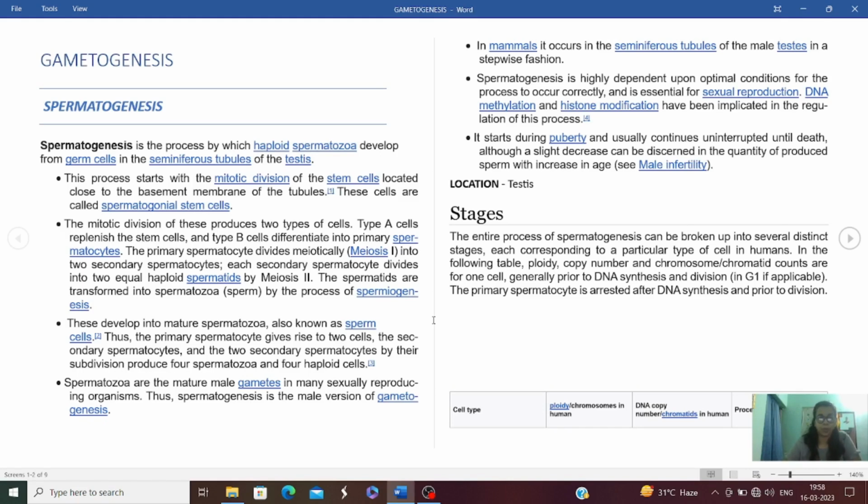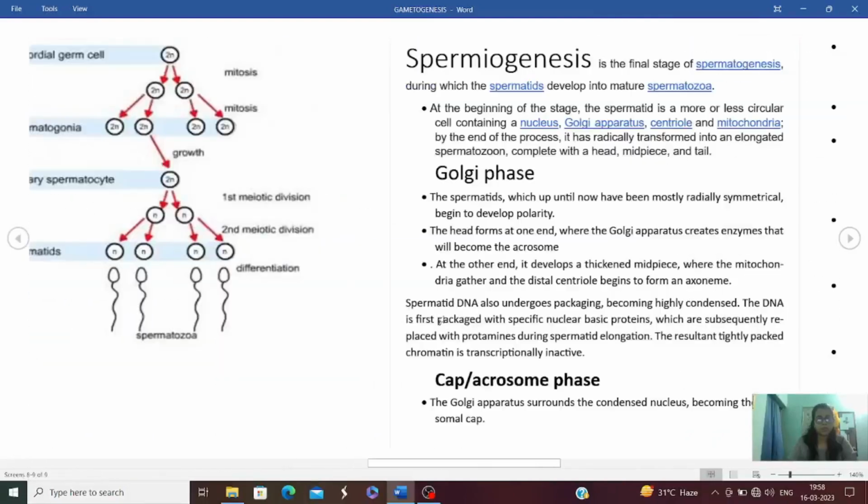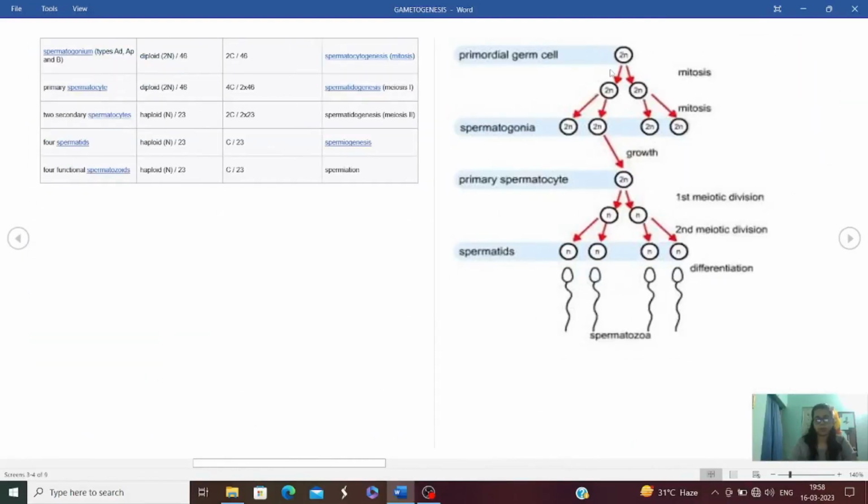So this spermatogenesis starts with the mitotic division. Let's see what the mitotic division is. As you can see in this picture, this is the primordial germ cell. What is a primordial germ cell? A primordial germ cell is nothing but a primitive germ cell from which the spermatogenesis process begins.